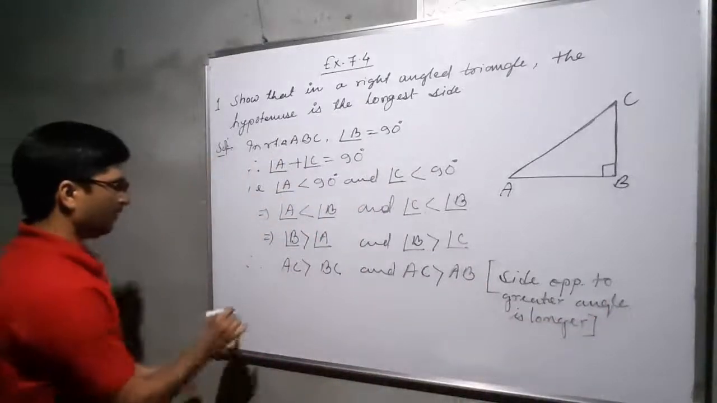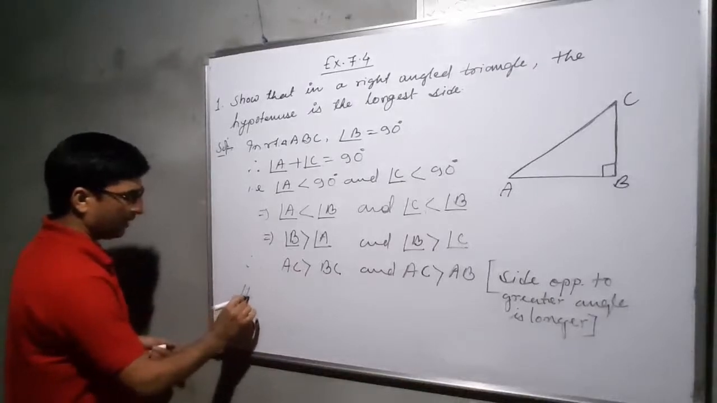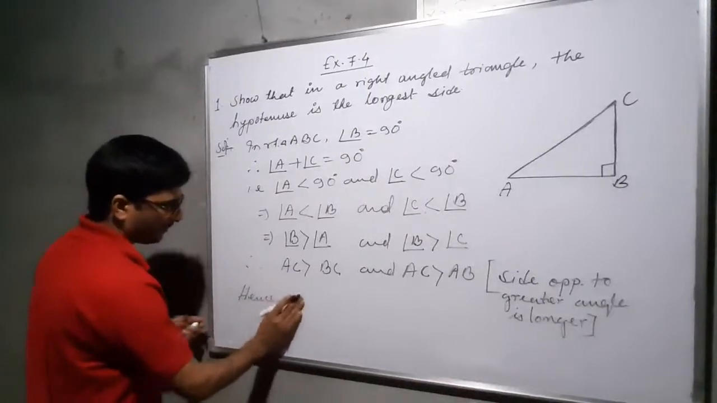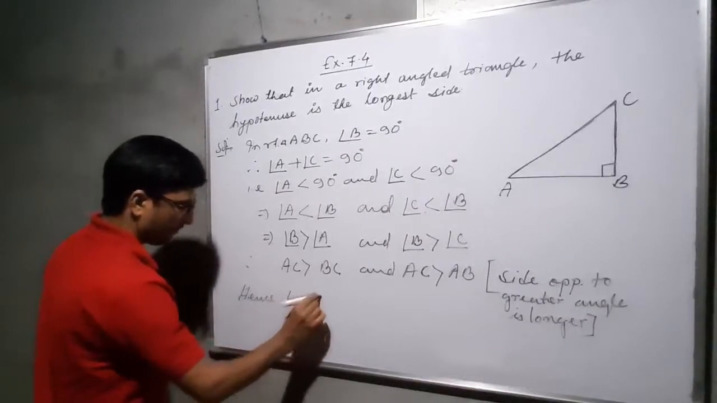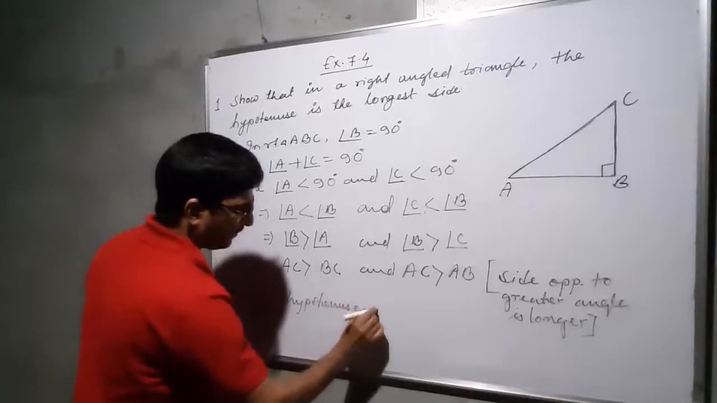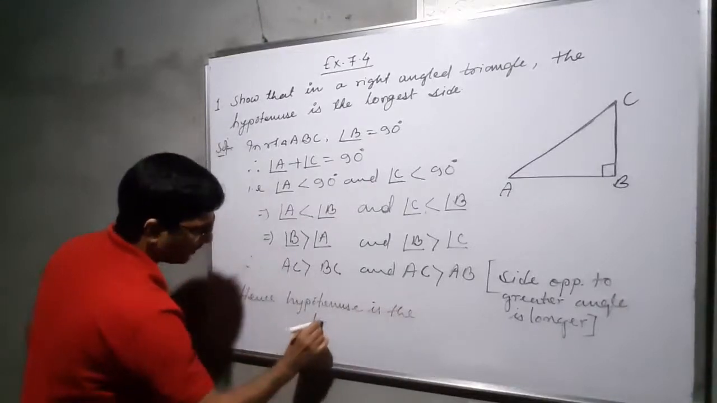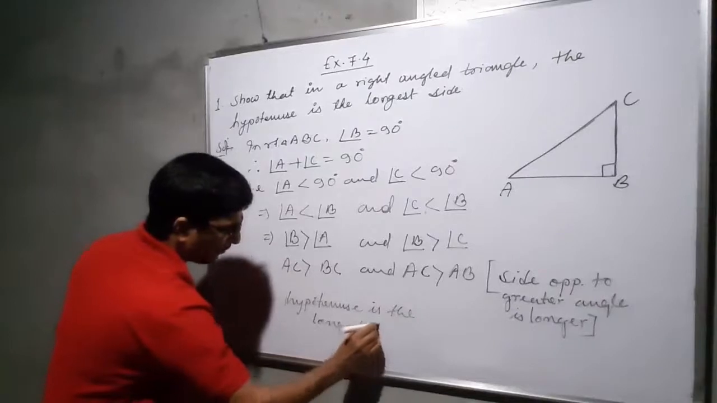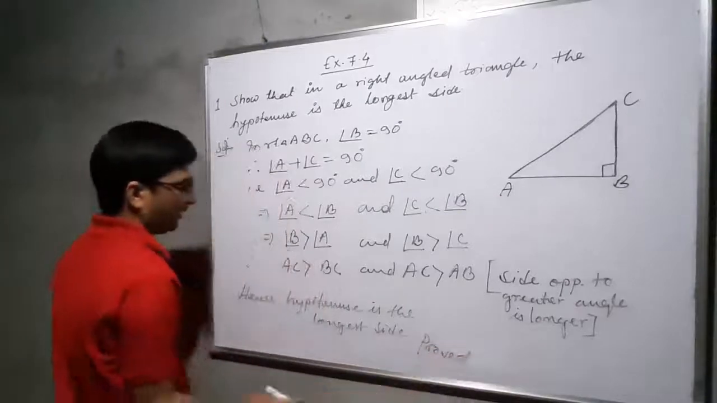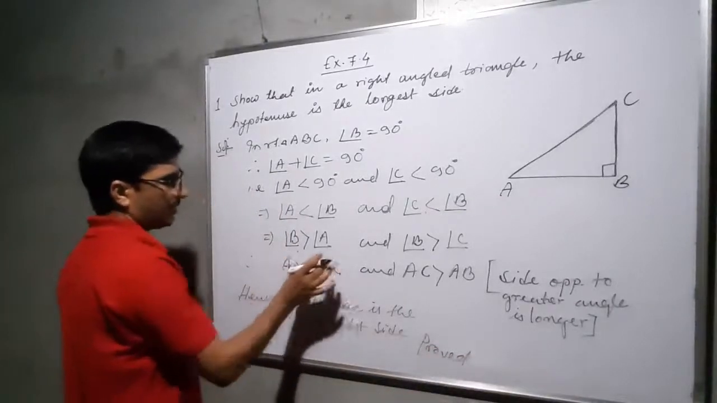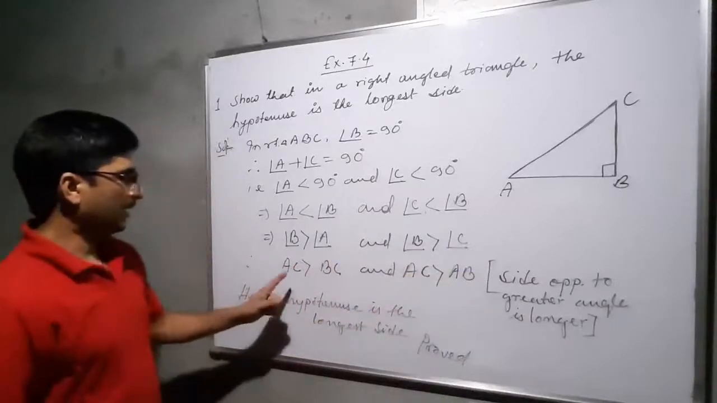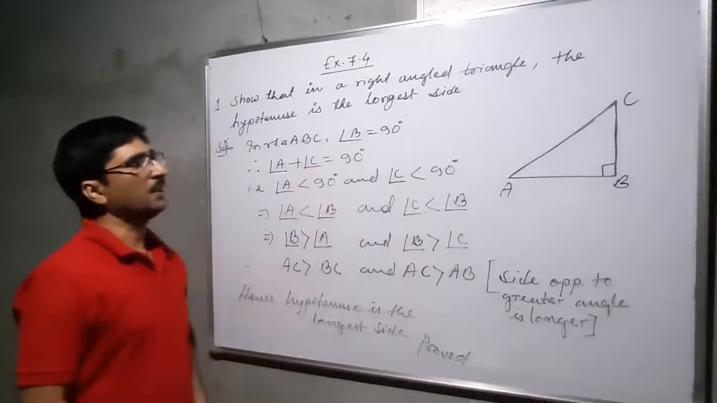Hence you can write, hence the hypotenuse is the longest side. Proved. You have proved. AC is the hypotenuse, AC is the longest side. AC is greater than BC, as well as it is also greater than AB. That's why AC is the longest side of triangle ABC.